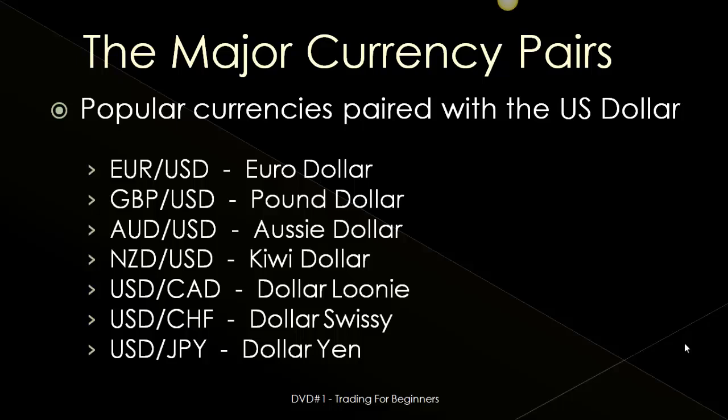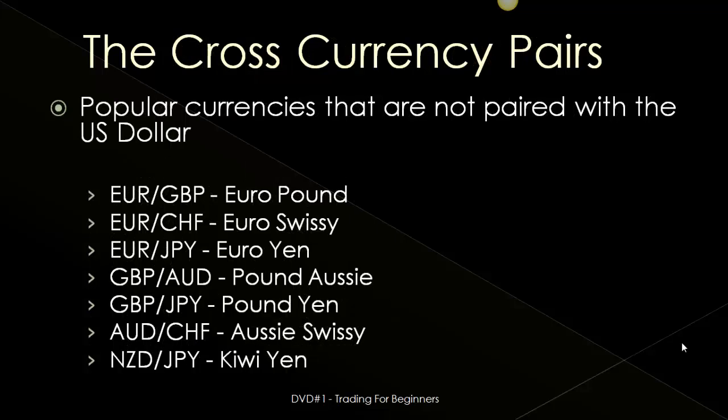Let's take a look at some of the cross-currency pairs. Over here, you can see a list of the popular currencies that are not paired with the US dollar. These are considered cross-currency pairs. If you just run through the list here, you've got the Euro Pound, the Euro Swissy, the Euro Yen, the Pound Aussie, the Pound Yen, the Aussie Swissy, and the Kiwi Yen. These are considered cross-currency pairs because they do not feature the US dollar in any way.